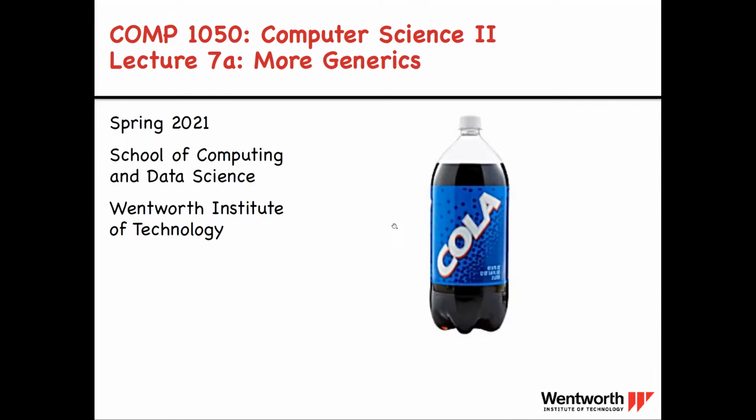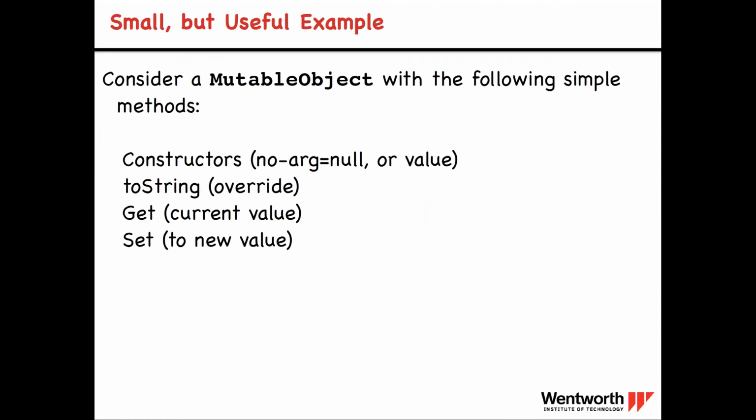So I'm going to make a class called mutable object. It's just going to have a few methods: a constructor, a toString, a get, and a set. It's meant to hold any object. That's why I call it mutable object. But we're going to start with it holding a specific object, and then we'll change it into a more generic form.